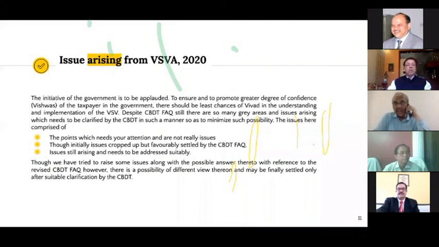Now, the CBDT, of course, came up with a circular in March consisting of 55 questions, yet it was not sufficient to cover everything, and we were eagerly awaiting further clarifications. And when, the day before yesterday, the 20th, the next circular, number 9 of 2020, came, it was nothing but more or less a reproduction of those earlier 55 questions only.